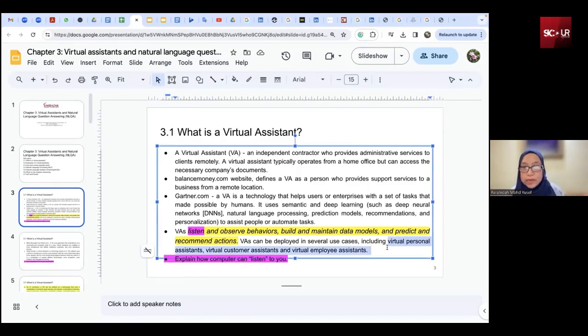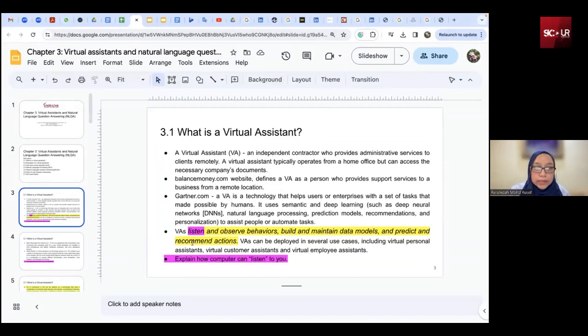That we have nowadays, quite common. It can be a PA, it can be a customer assistant, like a chatbot. It can be employee assistance. Employee assistance, maybe this virtual assistant can help the employee to send email, to give you reminders, to pay bills. So this kind of service they provide.